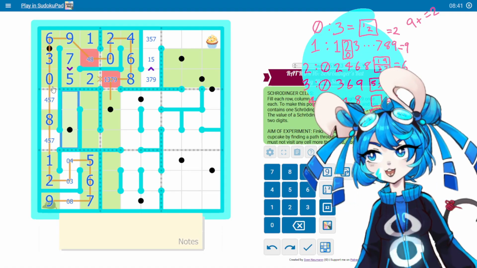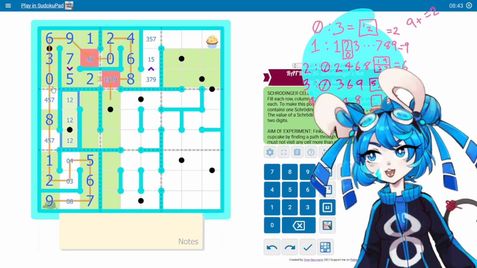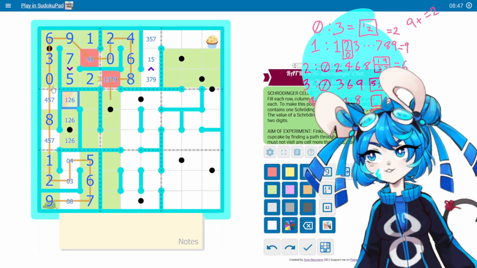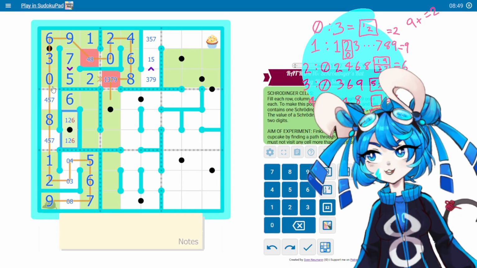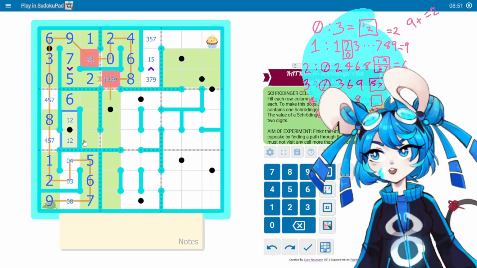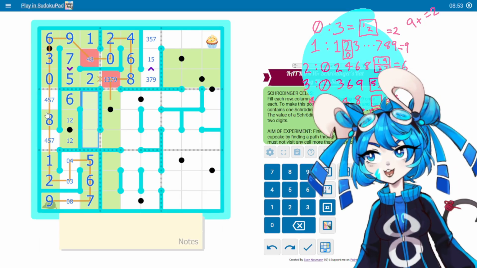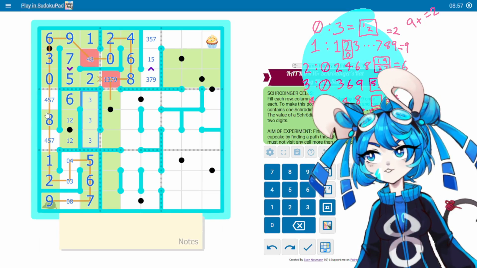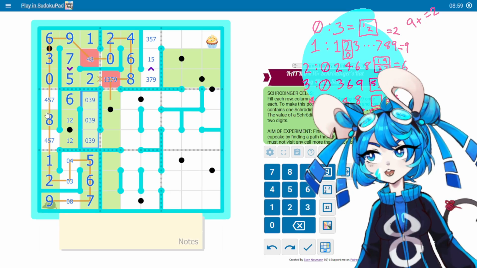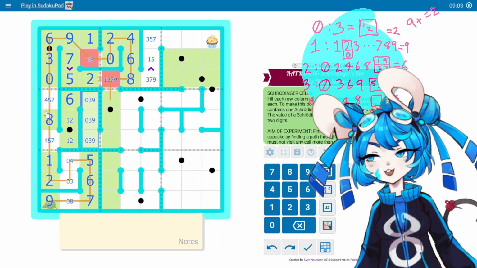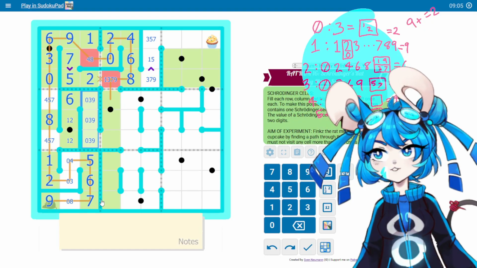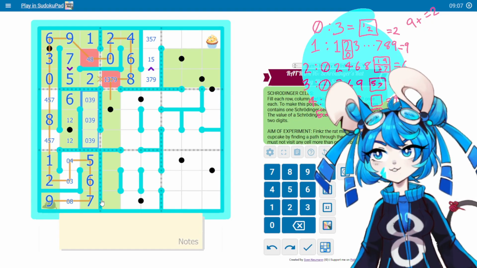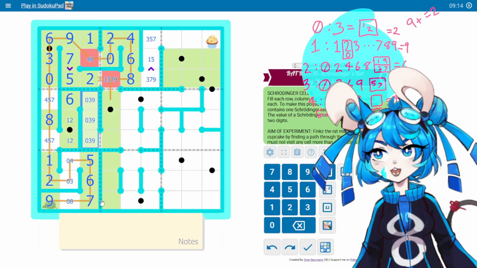These three digits are 1, 2, and 6. The 6 has to be here. For the Kropki dot, these three digits are 0, 3, and 9. They could go in any order because there's nothing constraining them. Cool. Okay, that was a good start.